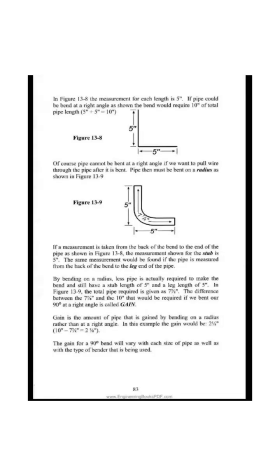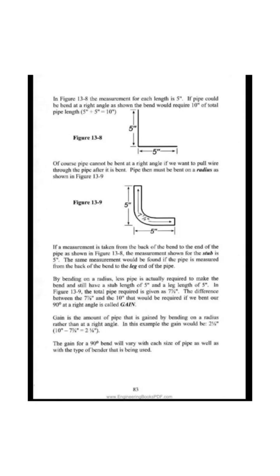If a measurement is taken from the back of the bend to the end of the pipe as shown in figure 13-8, the measurement shown for the stub is 5. The same measurement would be found if the pipe is measured from the back of the bend to the leg end of the pipe. By bending on a radius, less pipe is actually required to make the bend and still have a stub length of 5 inches and a leg length of 5.